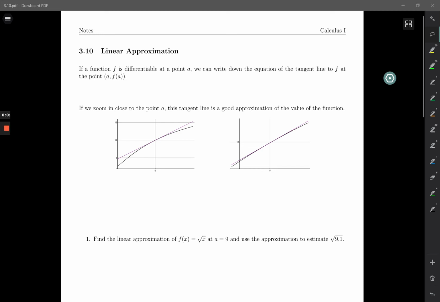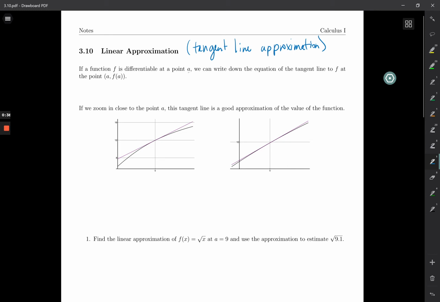Okay, so in this section we are talking about linear approximation, and this is sometimes called tangent line approximation as well, and that is because we are going to be using the tangent line to approximate values of the function. So we know that when a function is differentiable at a point, we can write down the equation of the tangent line.